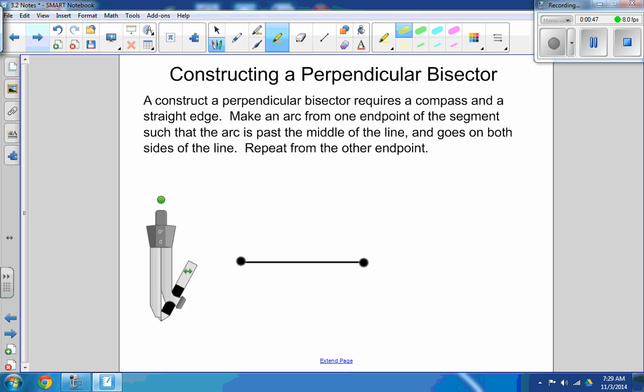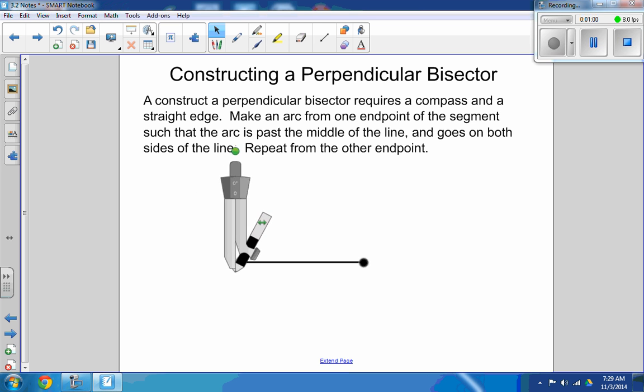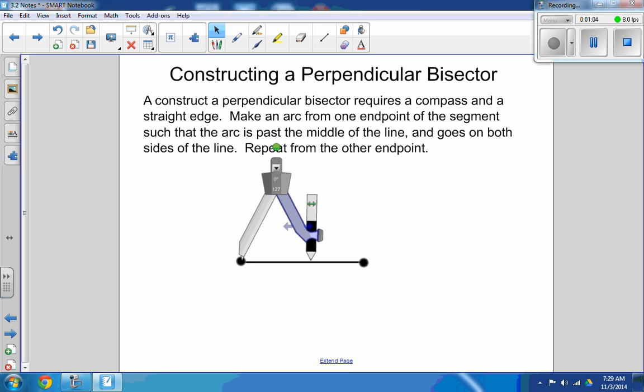So let's actually go through the process to construct a perpendicular bisector. It requires a compass and a straight edge. We're going to make an arc from one endpoint of the segment such that the arc is past approximately the midpoint of the line. So we're going to have to take some guesses here. I think it's fair to say currently my compass is set to go past the midpoint.